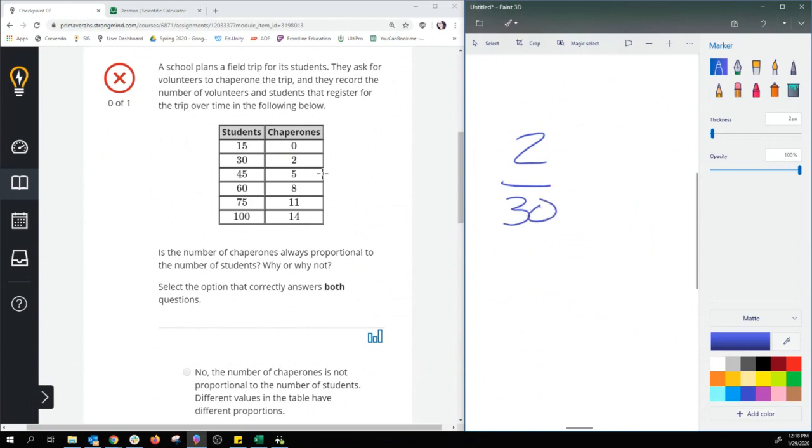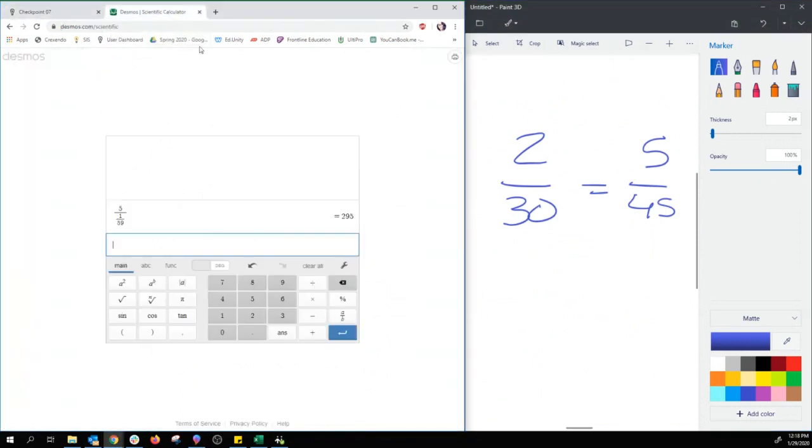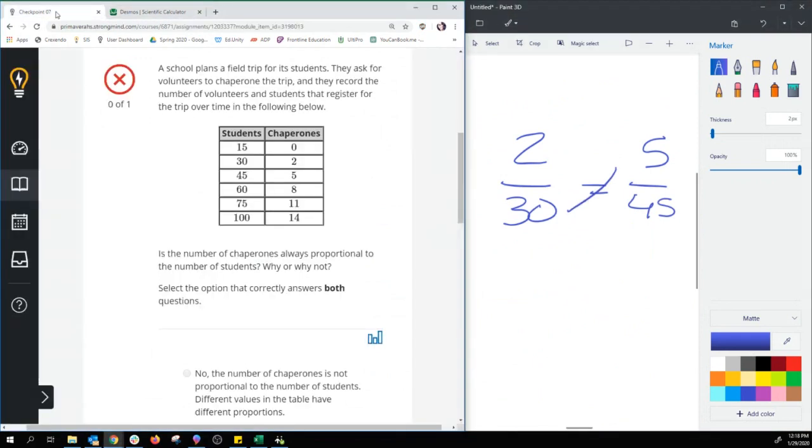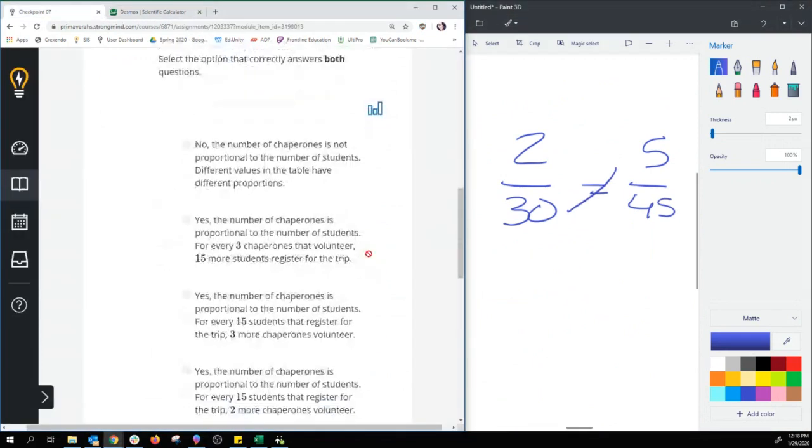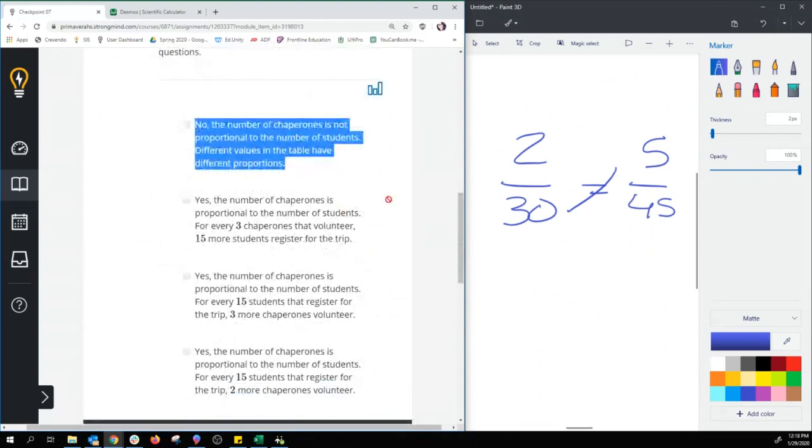So 2 over 30, this should be equal to 5 over 45. And if we type these into a calculator, they will not give us the same number. Right, so see how these are different decimals, which means that they are not equal. And since they're not equal to each other, they are not proportional. So no, the number of chaperones is not proportional to the number of students.